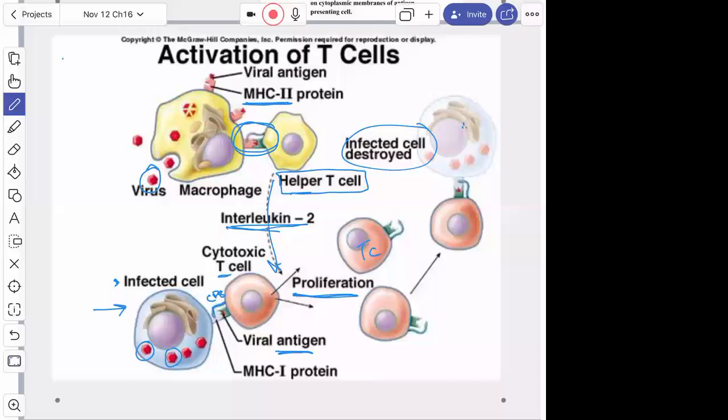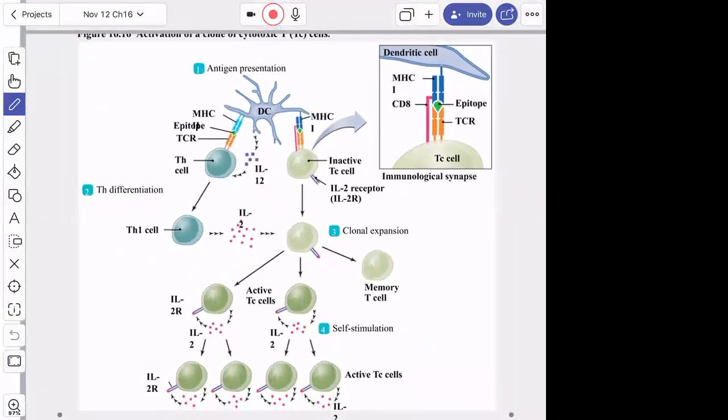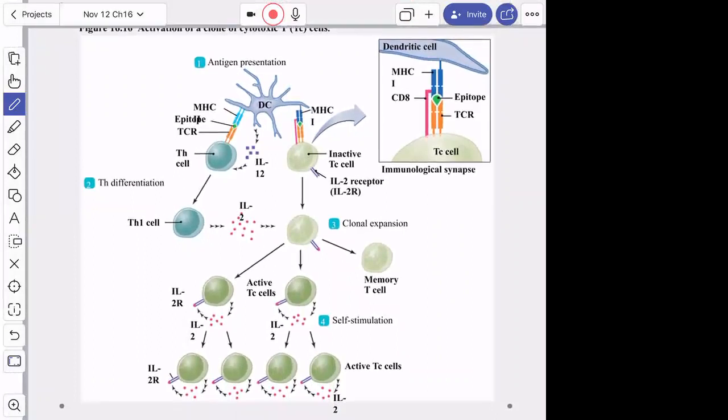Like I said, your book's graphic is a little bit more complicated. I just want to point out a couple of things from it. Instead of showing two different cells, this could actually all happen within some antigen cross-presenting cell, like a dendritic cell. It shows this immunological synapse a little bit better. You've got an inactive cytotoxic T cell that recognizes this dendritic cell is infected with, say, a virus. Over here it's presenting that epitope from that virus by MHC class 1. The cytotoxic T cell recognizes that. The CD8 recognizes the MHC class 1.